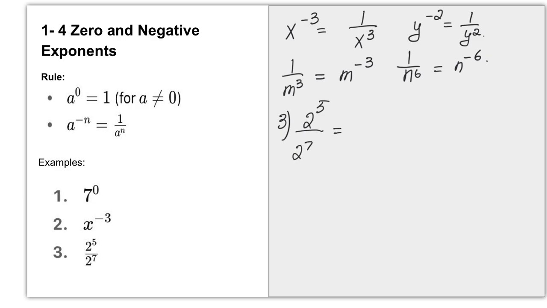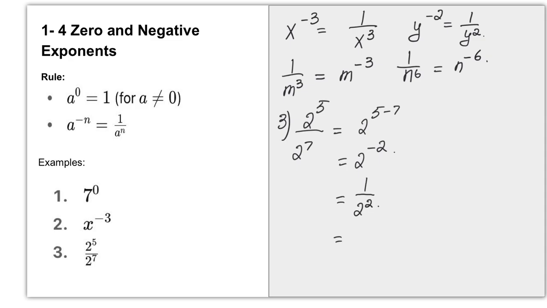We know from our division rule that we're going to subtract the exponents. 2 raised to the 5th power minus 7 will equal 2 raised to the -2 power. But again, our rule is we're not going to leave it as a negative exponent, and we know negative exponents are fractions. I'm going to rewrite it as 1 over 2 raised to the 2nd power.